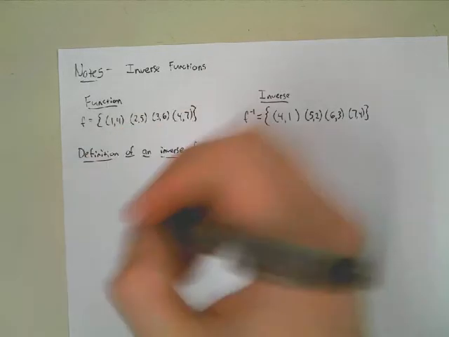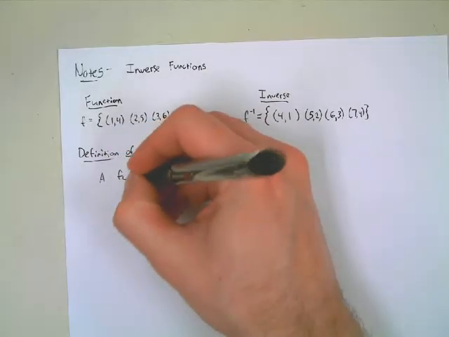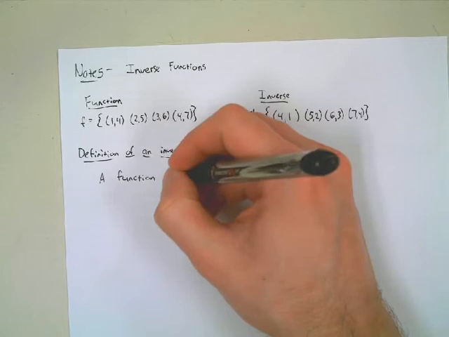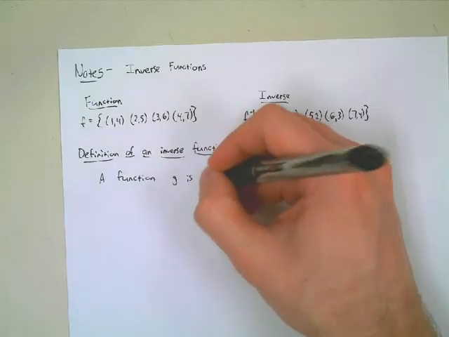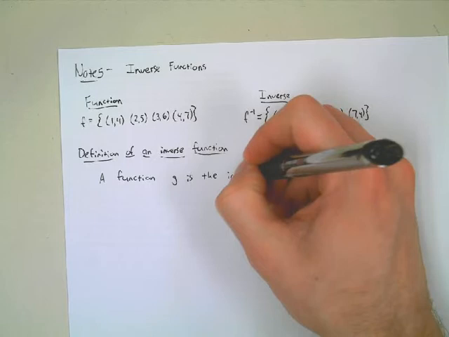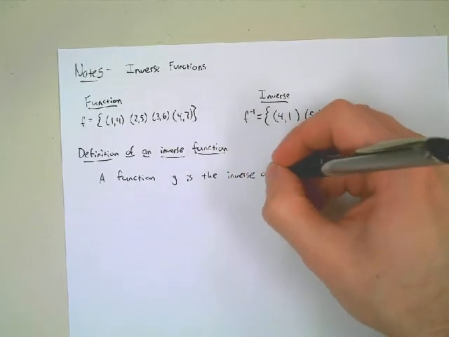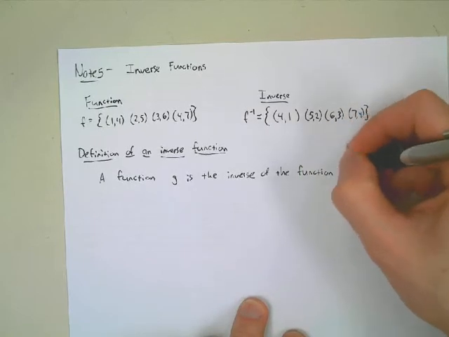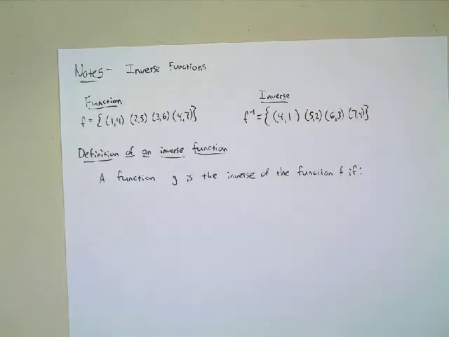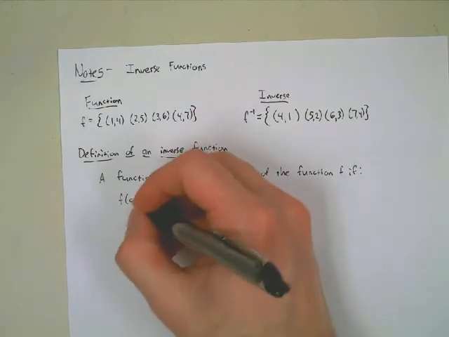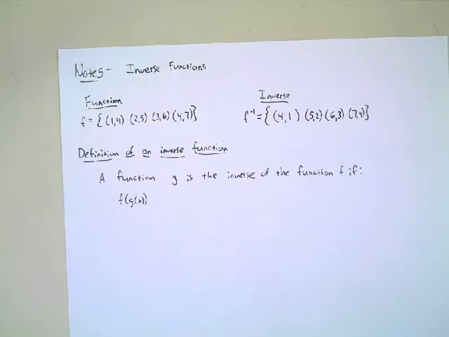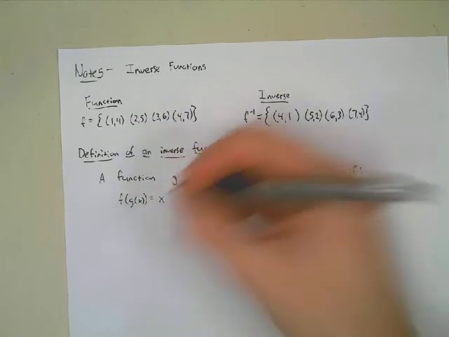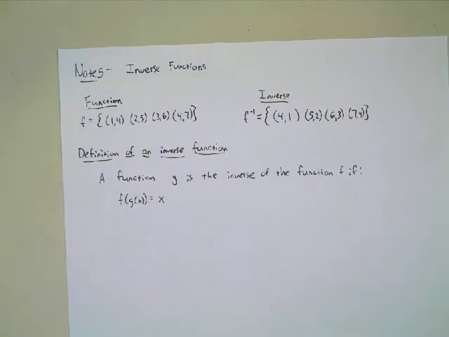So, an inverse function, it's a function. We'll say this: a function g is the inverse of the function f if, f of g of x, so if I take g and plug it into f, that should result in just x. Everything should cancel out and I should get just plain old x there.